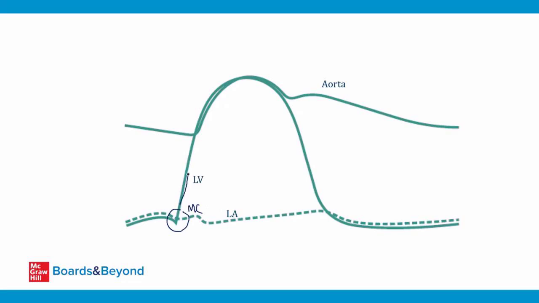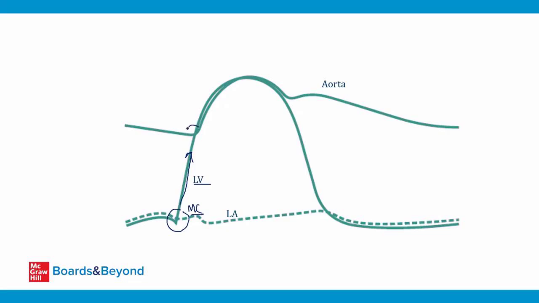Then we have this period where pressure is rising, but the aortic valve isn't open yet. So this is that period we just talked about earlier, isovolumic contraction. Pressure's rising in the left ventricle, but the mitral valve is closed and the aortic valve hasn't opened yet, so no valves are open and no volume can leave the chamber. The only thing that's happening is pressure is rising.